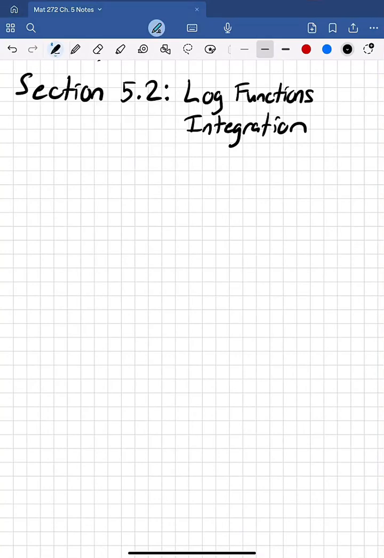All right, for section 5.2, we're going to continue talking about log functions, except we're going to introduce integration with them. As I'd mentioned in section 5.1, the derivative of the natural log of x was just 1 over x. So for the integration side, the integral of 1 over x dx is the natural log of x plus c.